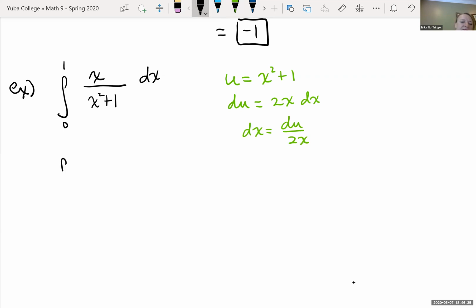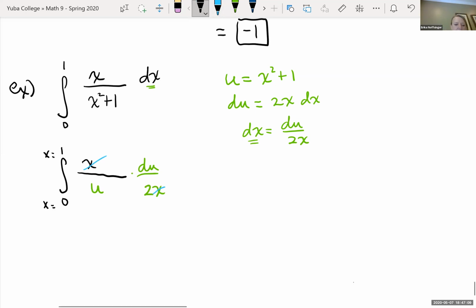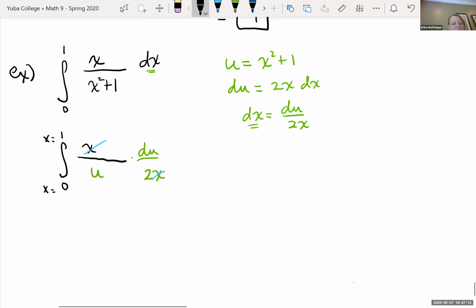So doing this, we have 0 to 1. Oops, but I'm going to put x equals, because I'm going to change them in a minute. I have x still in my numerator, all over my denominator, which I had chosen to be u, and dx we found to be times du over 2x. These x's cancel. And so I'm basically left with 1/2 times 1 over u.